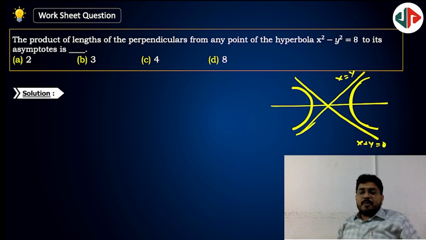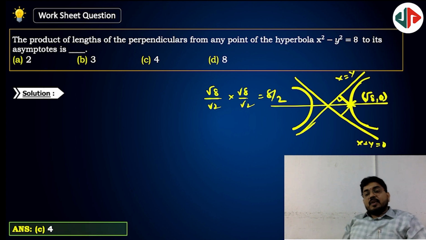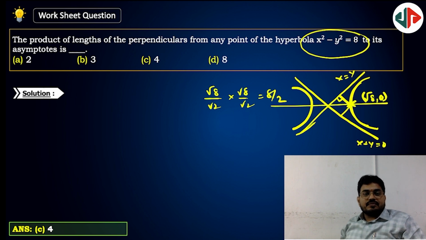You take any point. Let us take this point as (root 8, 0). Take the perpendicular distance from here: root 8 by root 2, into root 8 by root 2. It is equal to 8 by 2, so the answer is equal to 4. So you can take this formula directly.